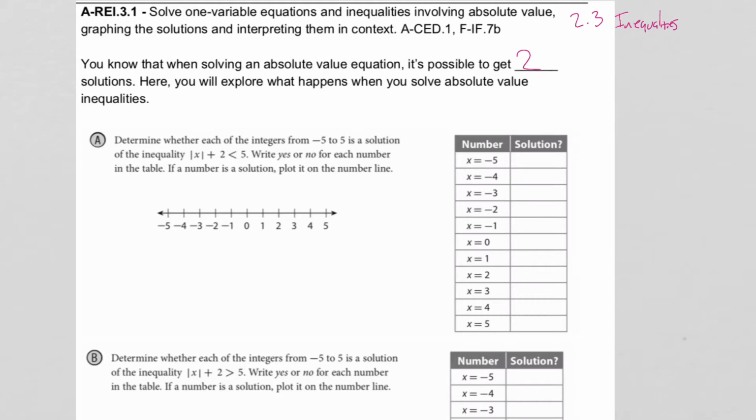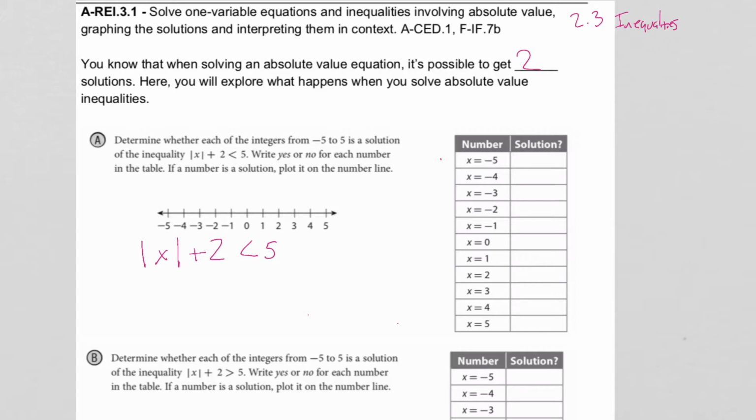So now determine whether each of the integers from -5 to 5 is the solution of the inequality. So basically, you're going to plug in, and this is a lot like some of the warm-ups you've been doing, where here's our problem. We've got essentially the absolute value of x plus 2, and then we need to find out if that's less than 5. So I'm going to replace x with various values and then use the integer values to see what works.